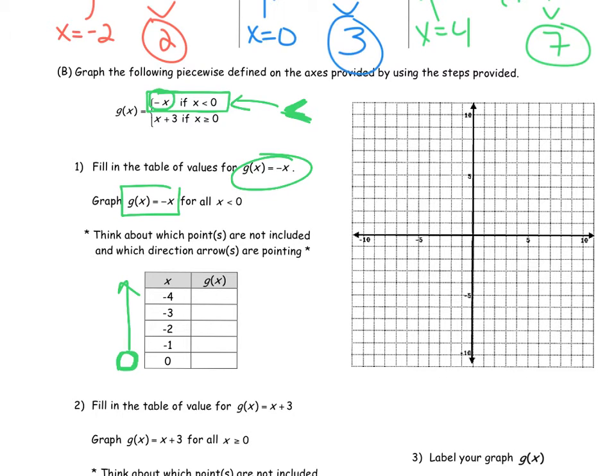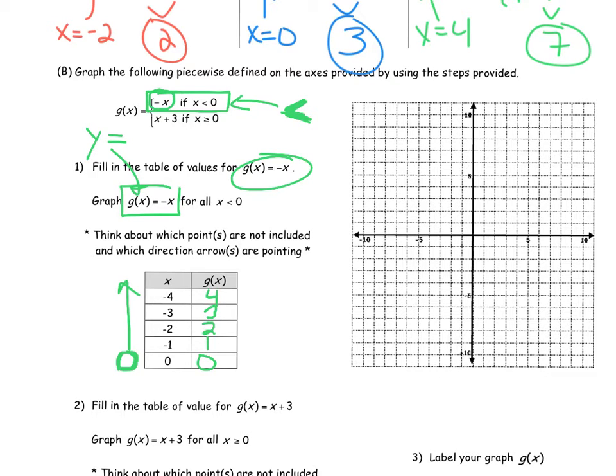Remember, g of x is also another way of saying y equals. So -0 is 0, negative negative 1 is 1. Negative negative 2 is 2. Negative negative 3 is 3. And negative negative 4 is 4.